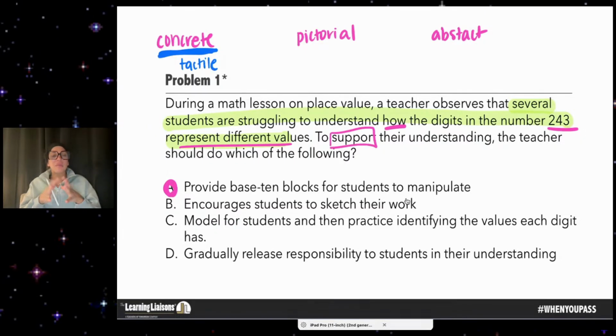So by being able to build it and visualize it, it's pulling them back to that concrete understanding, because what we know is that they definitely don't have the abstract understanding. Students are struggling to understand how the digits in a number represent different values. And so we want to go back to that concrete. And if they show mastery extremely quickly, you can quickly move right into that pictorial representation or numerical representation and have them draw it out.